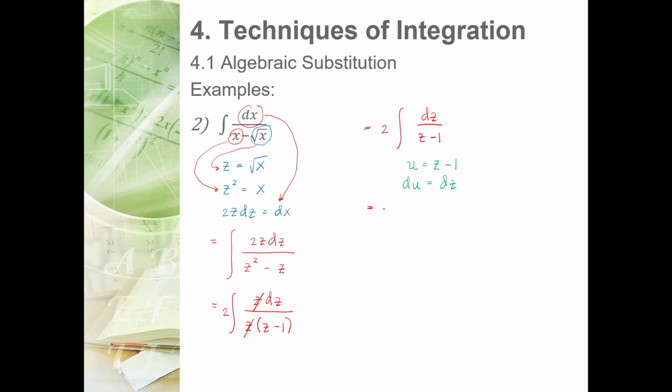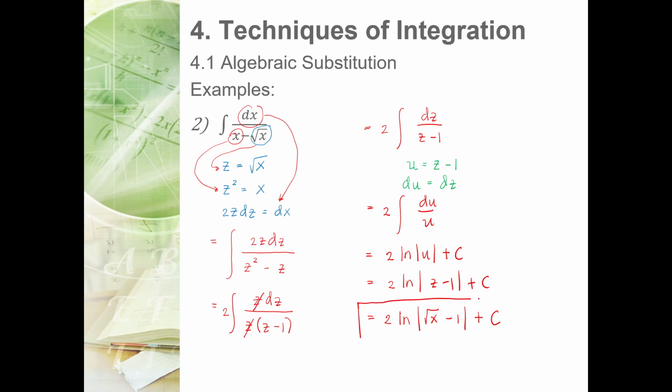So this will give you 2 integral of du all over u, and this will give you 2 ln of u plus c. So bring back the value of the u parameter to ln z minus 1. And then the final answer, as you bring back again the value of the z variable, is ln square root of x minus 1 plus c. So that's the final answer.